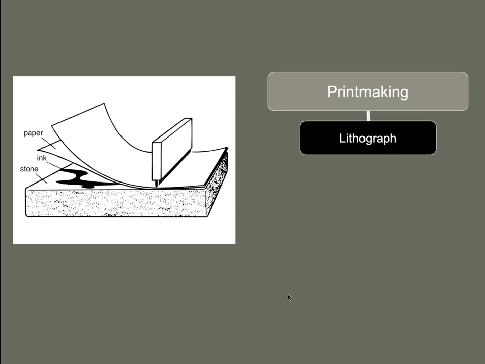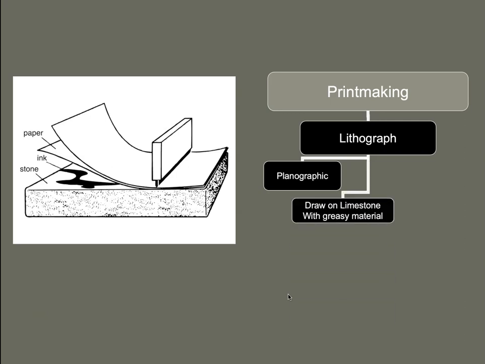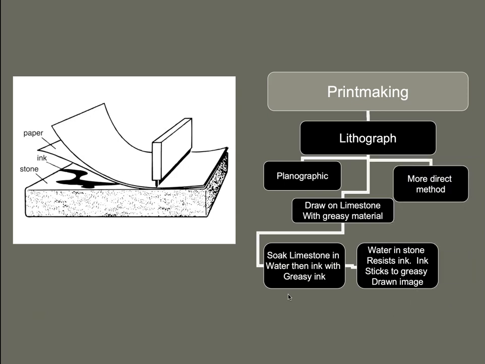Okay, then we're going to talk about lithography. Lithography is a planographic process in which an artist is going to draw on limestone with a greasy material. You then soak the limestone in water and then ink it with greasy ink. The water in the stone resists the ink, and the ink sticks to the greasy drawn image. This is a more direct method than you'll see with the engravings and the etchings, because the artist is able to use more of a painterly method with it.